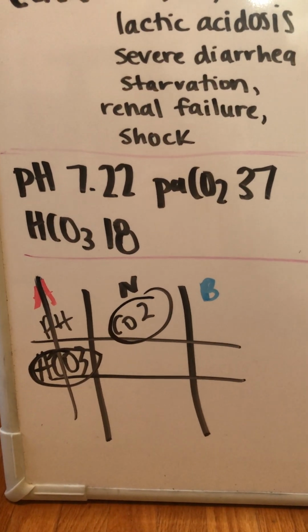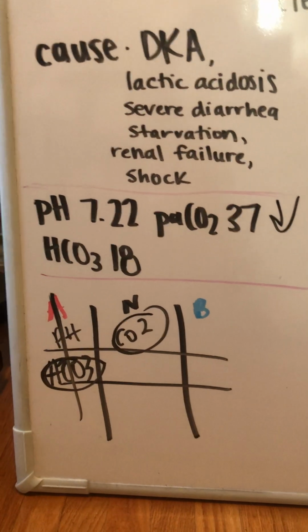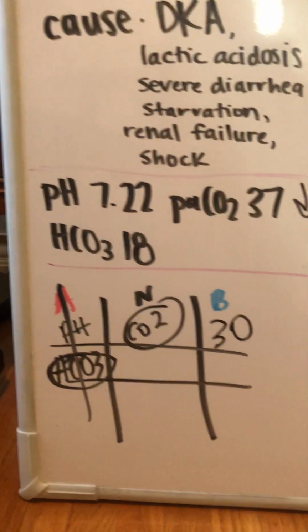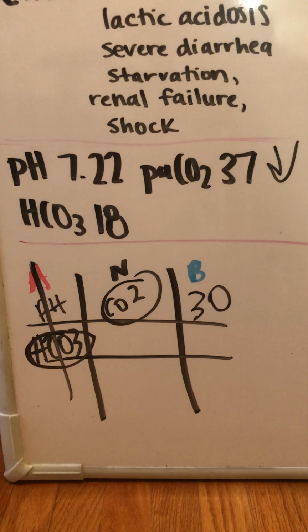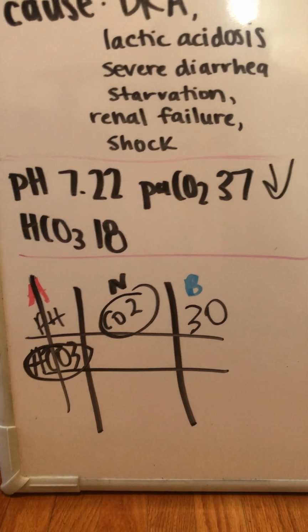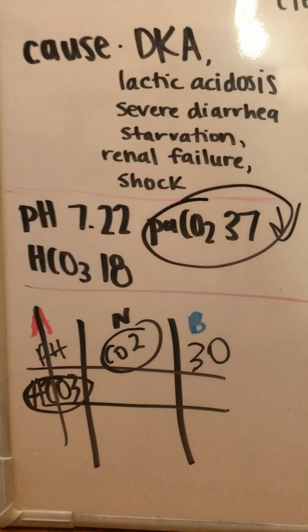Where we might start to see some compensation is if our PaCO2 starts to drop. Let's say it goes to like 30. And then that would be outside of the normal range. And so we might start to see partially compensated metabolic acidosis. So you have to look at the opposite system when you're checking for compensation.